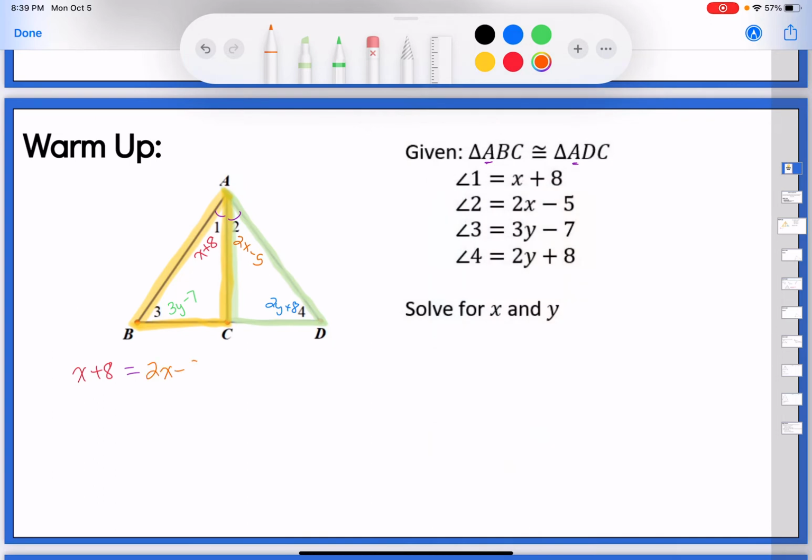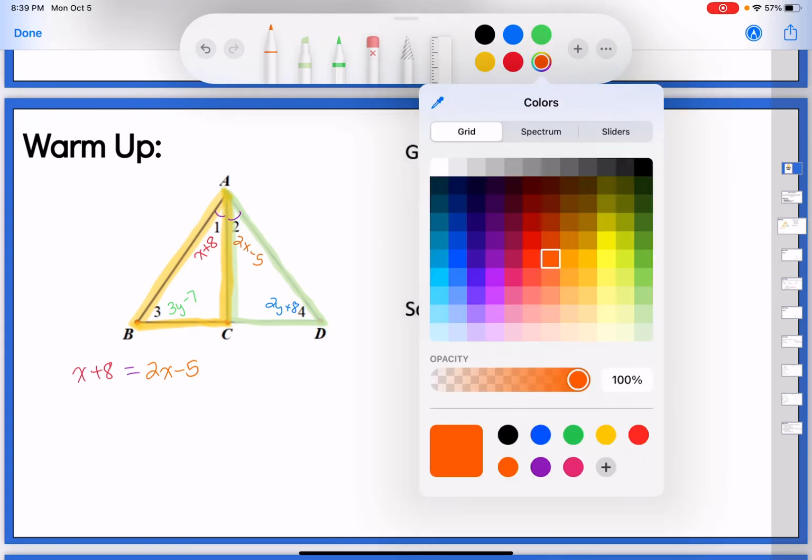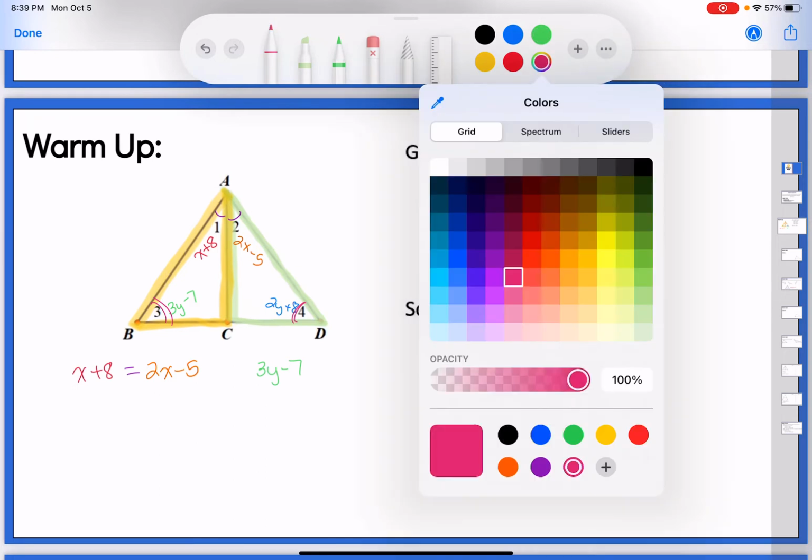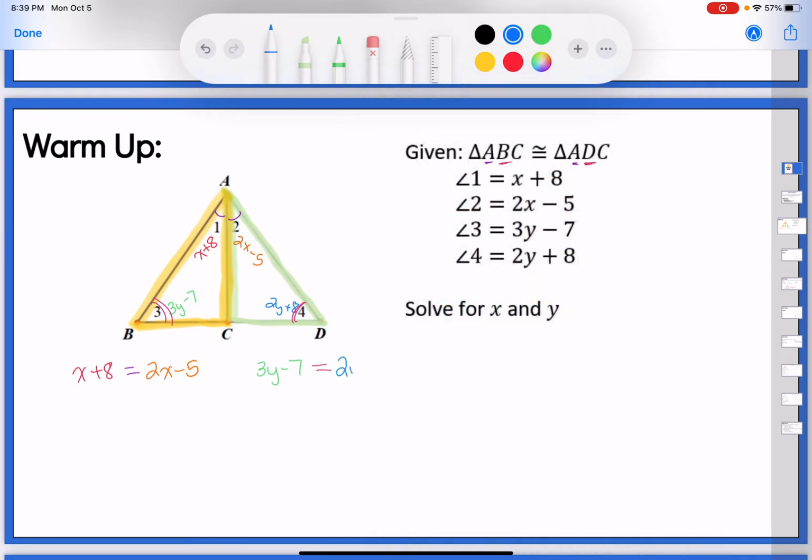Now I notice in that equation there are only x's, so I should be able to solve that right now if I wanted to. But I know that I'm going to need a second equation because I do have a y in my picture. But I also believe that angle B is congruent to angle D by my corresponding parts, right? So angle 3 is congruent to angle 4. So I could set up my second equation, 3y minus 7 equals 2y plus 8. And in that equation I notice there's only y. So I have my two equations. I could have solved one at a time either way. Hopefully you got that figured out. But let's go ahead and do that.